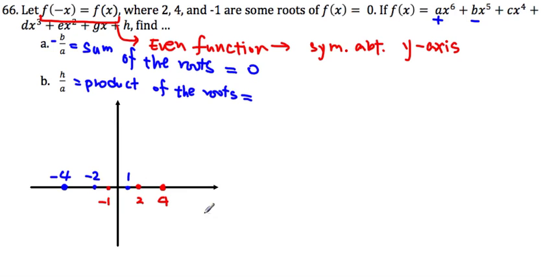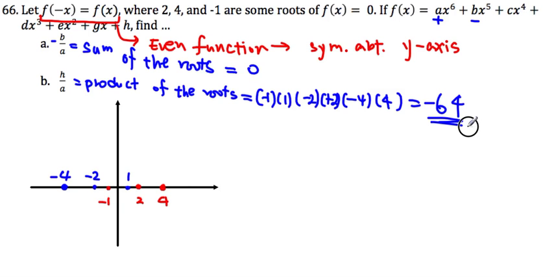So if you were to multiply all 6 of them, what do we end up getting? Negative 1, positive 1, negative 2, positive 2, negative 4, and then positive 4. Since we have 3 negatives, our final answer will be negative. And then here, 4 times 4 becomes 16 times 4 becomes 64. So negative 64 becomes our answer for part B. Alright, let's move on.